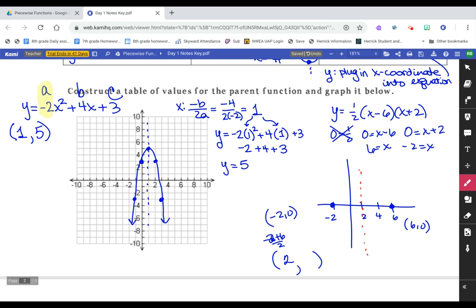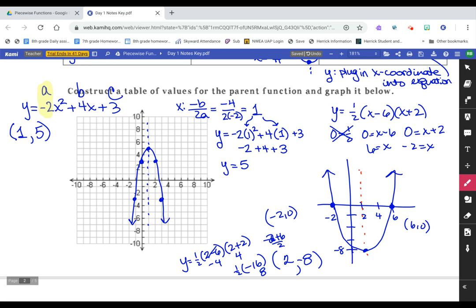Okay, well, to figure out the y-coordinate, we're going to just take positive 2 and plug it back into the equation. So y is equal to 1/2, and then you have 2 minus 6 times 2 plus 2. Well, this goes to negative 4, and this goes to 4. Negative 4 times 4 is negative 16 times 1/2. You have a y coordinate of negative 8. So 2, 4, 6, 8. That would be your vertex. And usually, if you have 3 points to draw your quadratic, you're good to go.